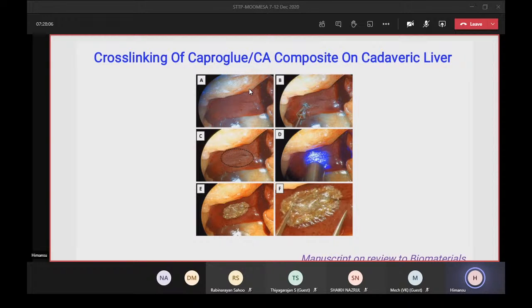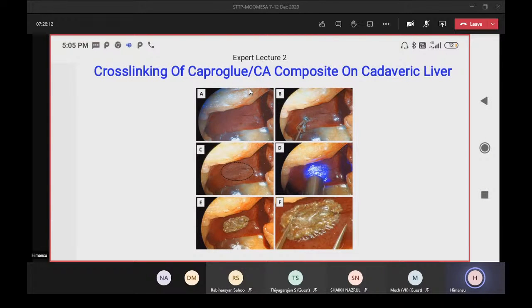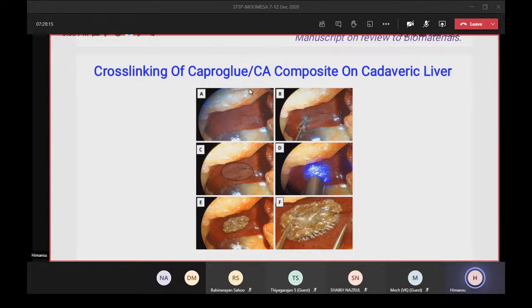Actually, we added this adhesive directly in the cadaveric liver. You can see this liver. After the application of the adhesive, it becomes whitened, right? Then we directly shine the light. You can see the blue light, right? This is UV laser, directly laser light, and you can see this is cured. This is photo cured, right? So instantly this is cured very strongly.